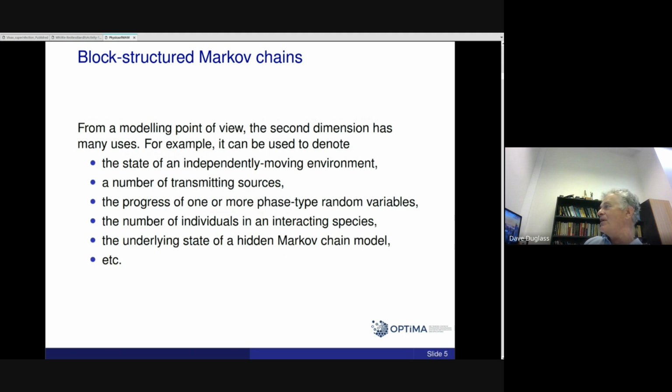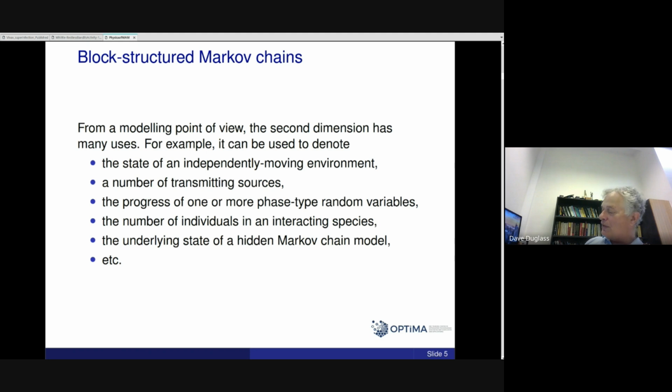It can be used to denote the state of an independently moving environment. It can be a number of transmitting sources in a telecommunications model. It can be the progress of one or more phase-type random variables, so we can model non-Markovian distributions for, say, a service time. It can model the number of individuals in an interactive species model, or the underlying state of a hidden Markov chain. It really is only bound by your imagination.